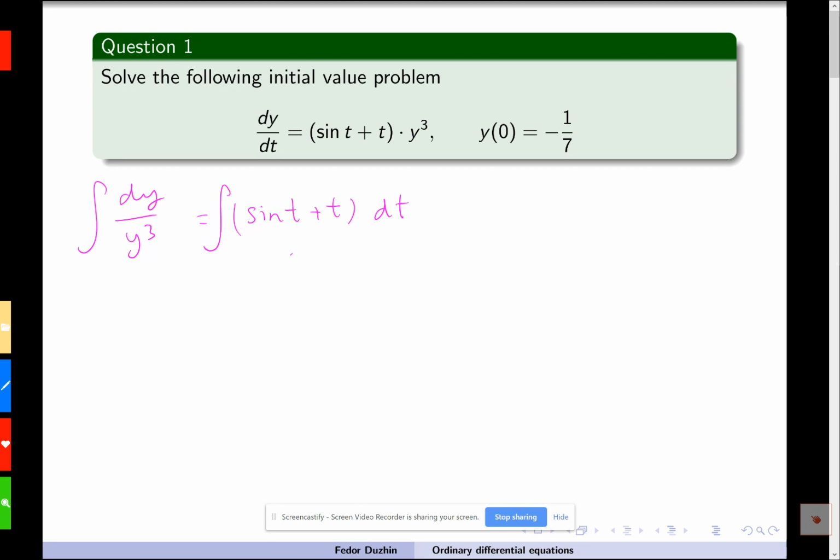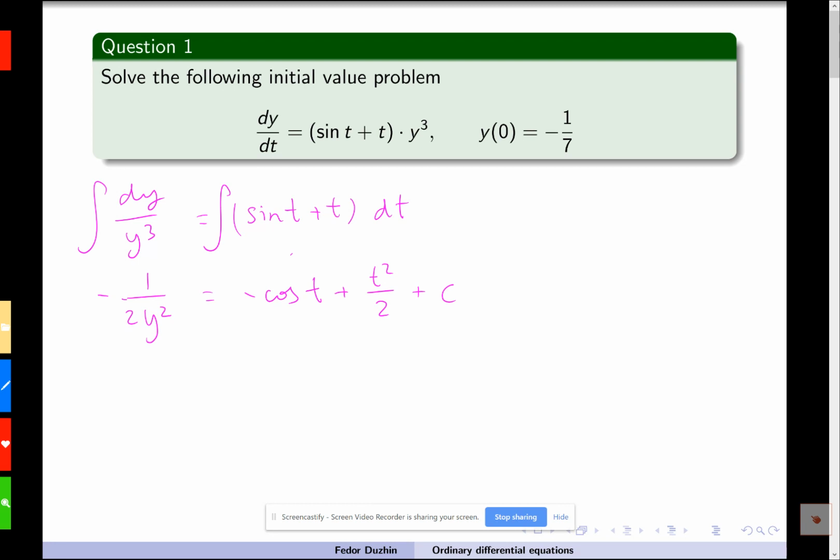The antiderivative of 1 over y cubed is minus 1 over y squared, and I think you need to divide by 2. So now, this is correct. This is the antiderivative of sine, which is minus cosine t, right? Plus t squared over 2 plus some constant.